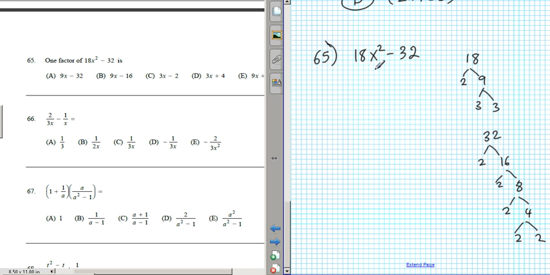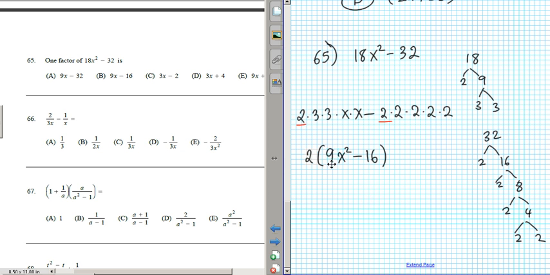Okay, so 18x squared will become 2 times 3 times 3 times x times x, as indicated here. And then 32 is going to be 2 times 2 times 2 times 2 times 2. 1, 2, 3, 4, 5 2s, okay? So whatever factors are common on both sides can be factored out. So what's common on both sides? You notice just the 2 is common. So I'm going to pull that 2 out, and then I'm going to be left with 9x squared minus 16, like that. Alright?